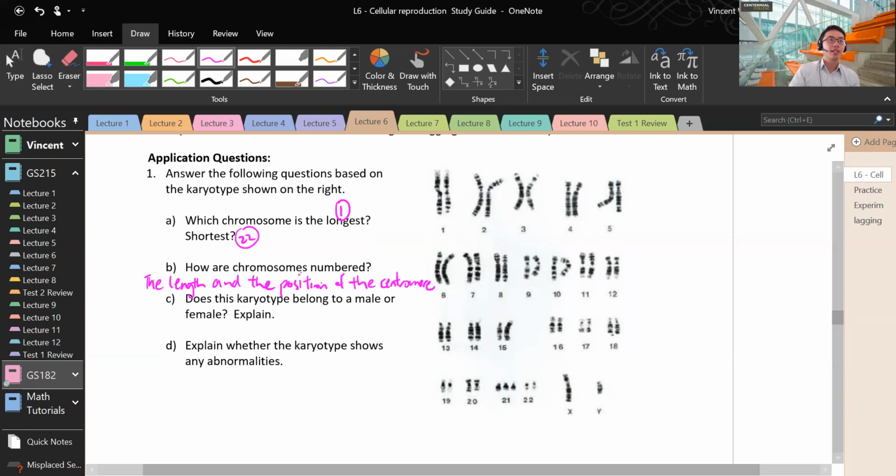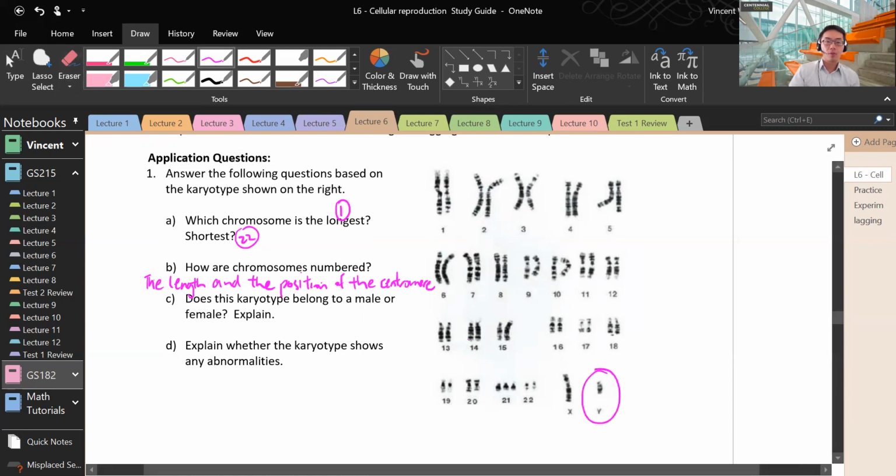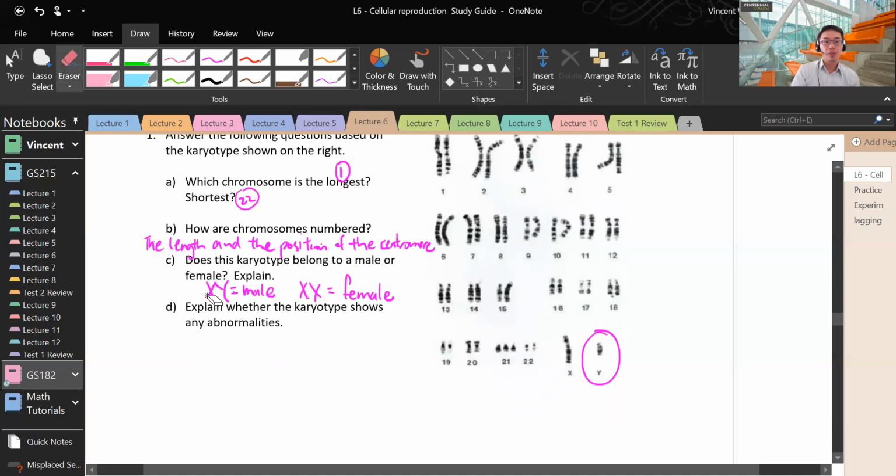Does everybody agree it is male? Yeah, because of the Y chromosome, right? So XY is male, and XX is female. Okay, so the father is the one who's responsible for determining the gender of the child, right?